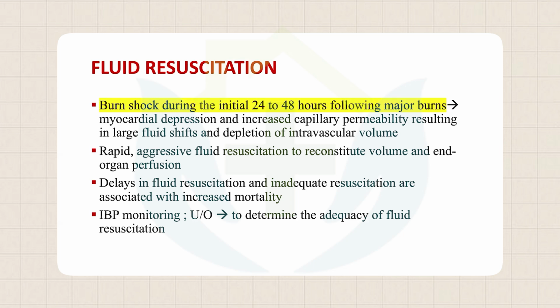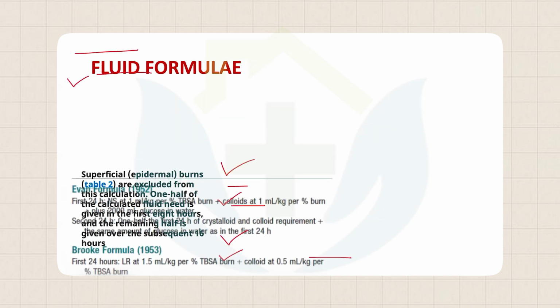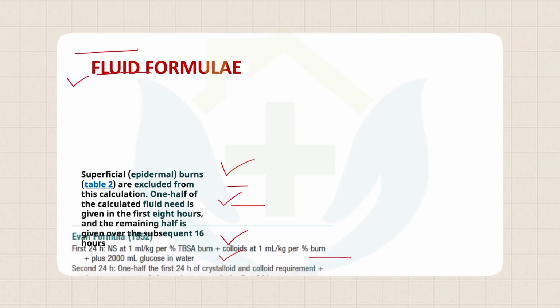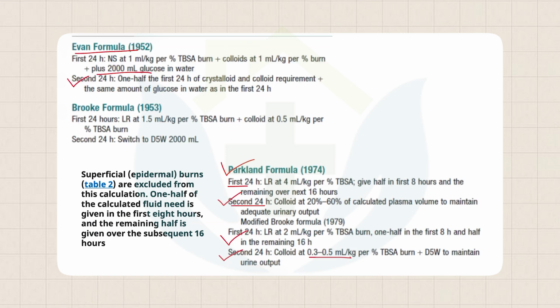Rapid and aggressive resuscitation in the initial period is important. Delay is associated with increased mortality. What are the different formulas? Initially, there was the historical Evans formula, then came the Brooke formula, then what we use modernly is the Parkland formula. In Parkland, we calculate 4 ml per kg body weight per percent body surface area burned.